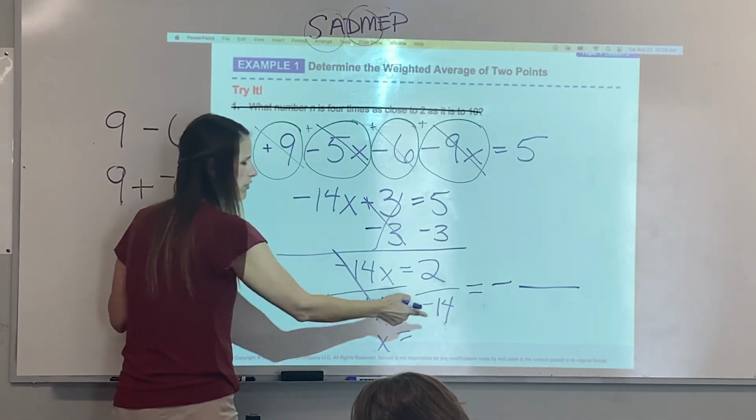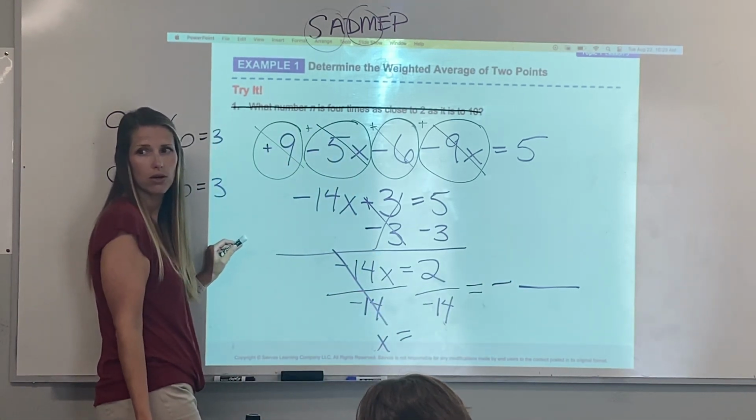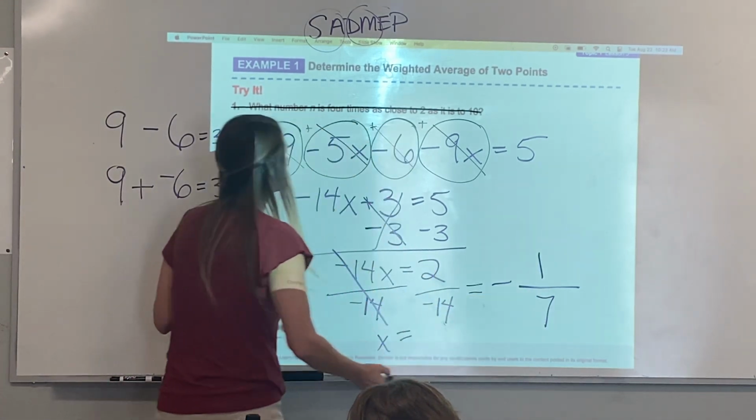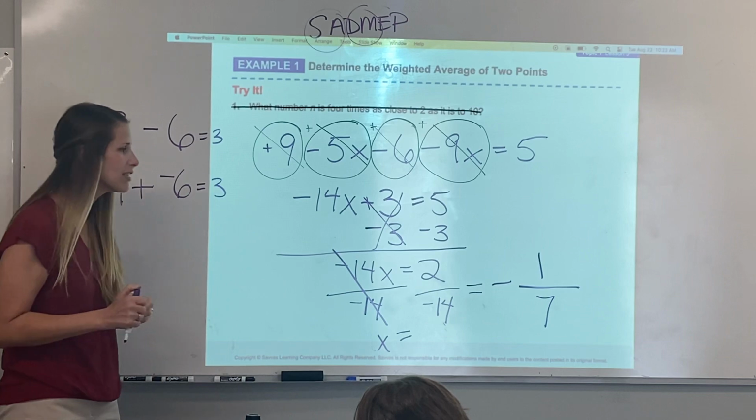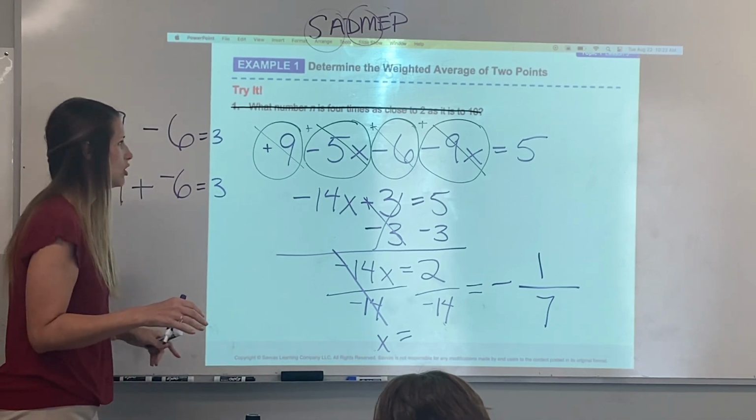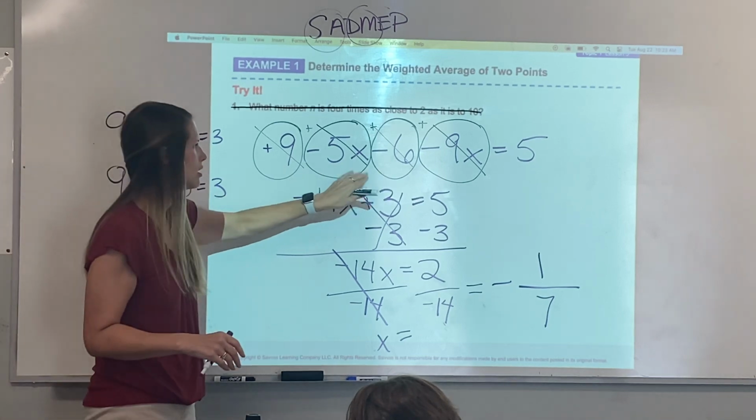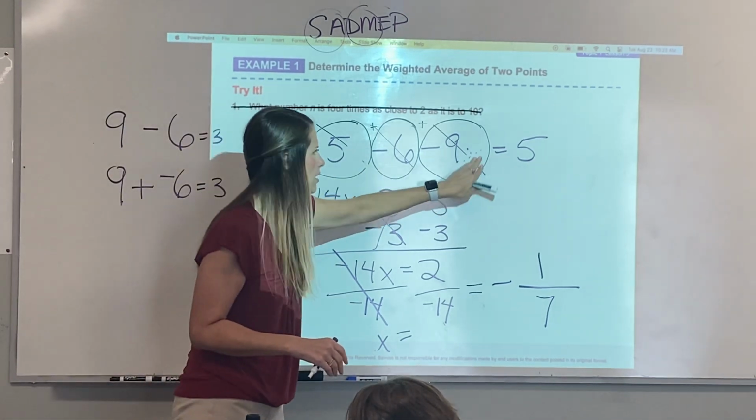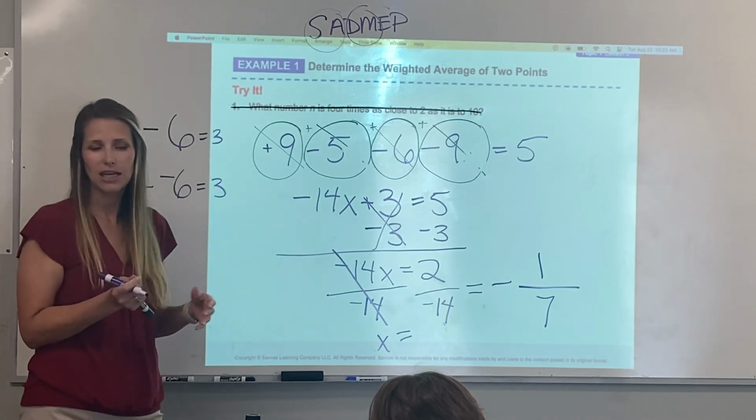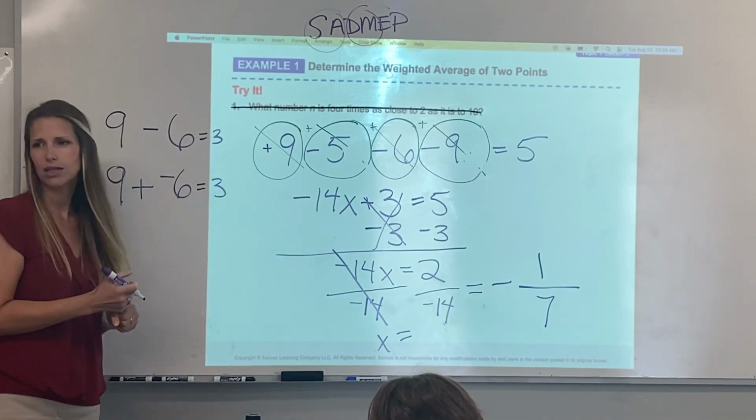How do we reduce 2 over 14? What does that equal? 1/7. So you have negative 1/7. And if you really wanted to check your answer before typing it in, you could just take your original equation, pull out these x's, sub in negative 1/7, and see if it works. It would be pretty complicated. Or you could just type it in.